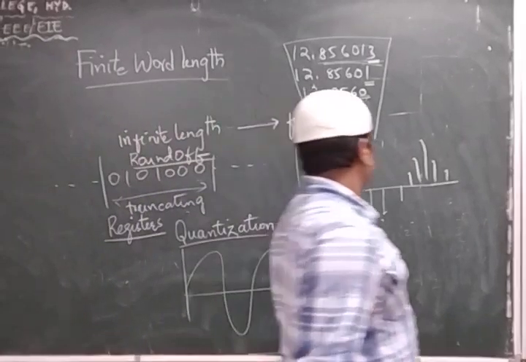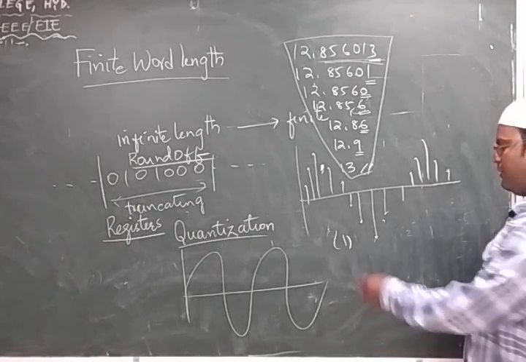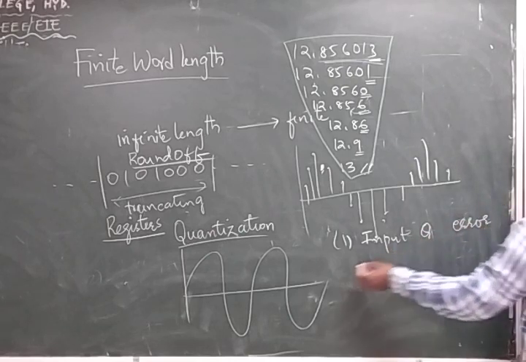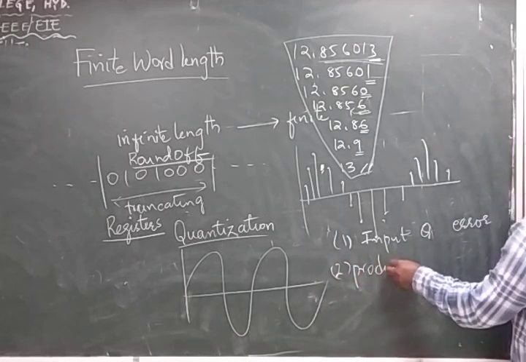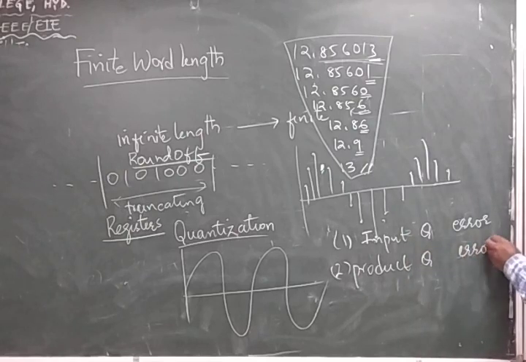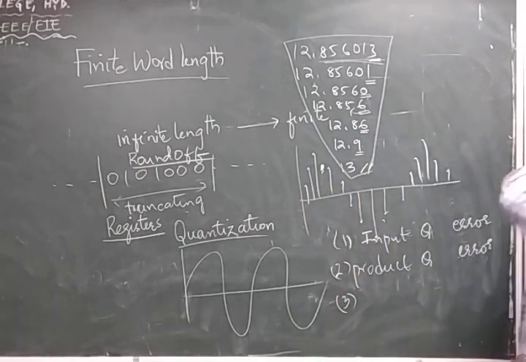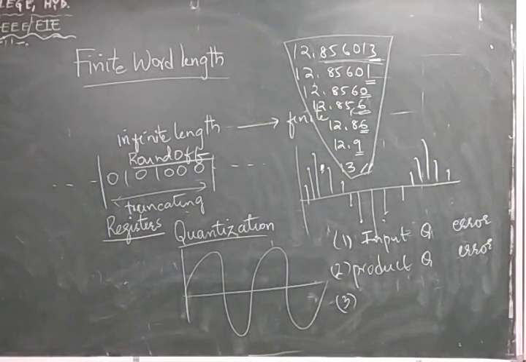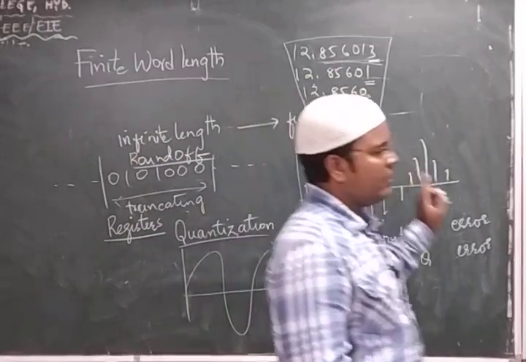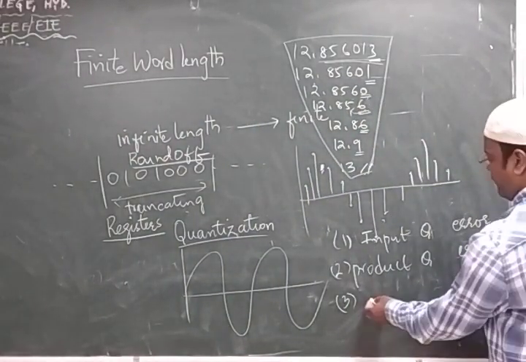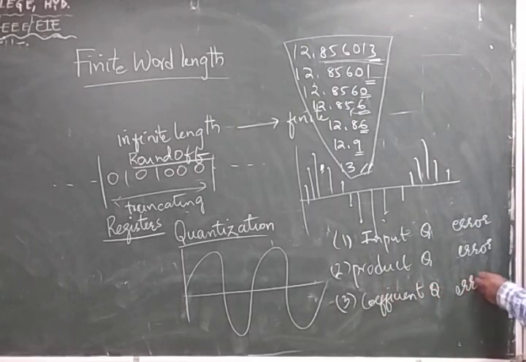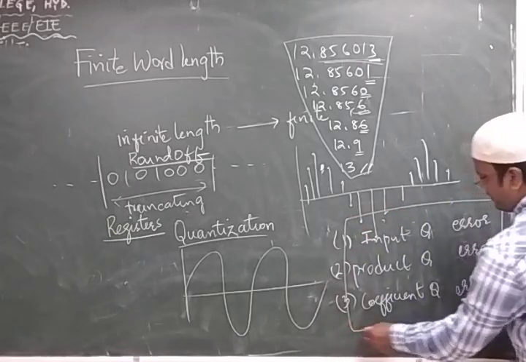First, we get input quantization error. Second, we get product quantization error. And third, the registers we are considering, those registers' quantization error, that name is coefficient quantization errors. So when we are reducing the bit length, we get these kinds of errors. This is what coefficient quantization errors are. To eliminate these errors, we are going to round off the bits.